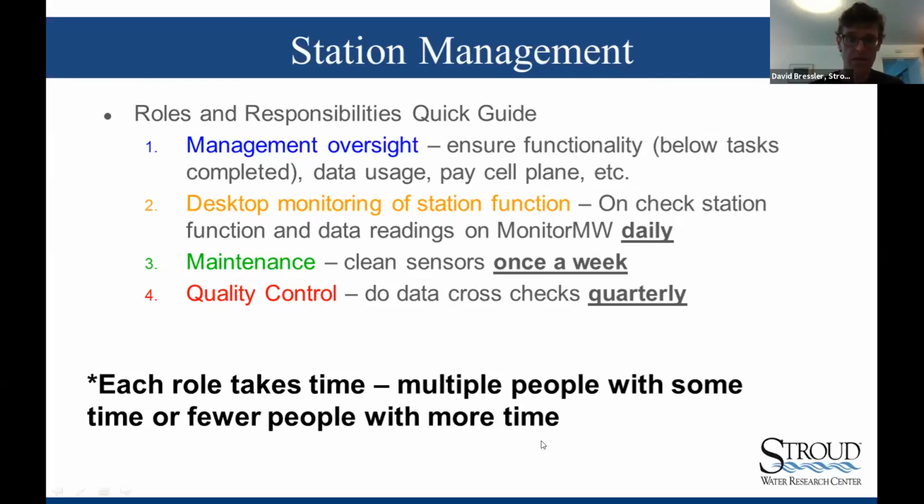So in your planning, certainly each of these tasks takes time. So you want to make sure that you have the people involved who can allocate the amount of time that's necessary.